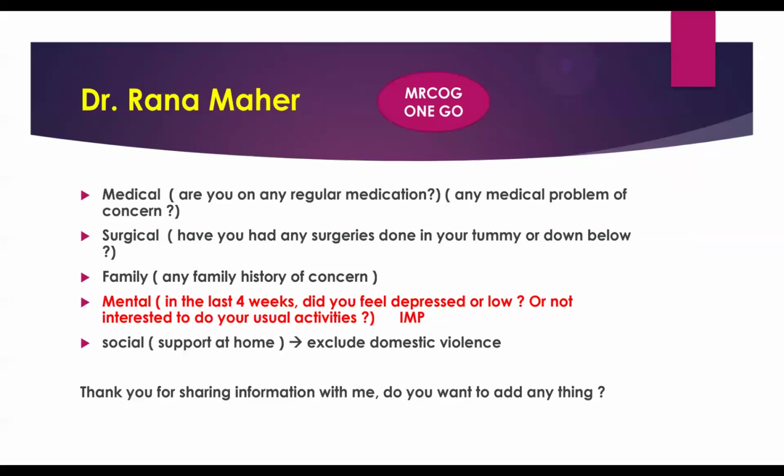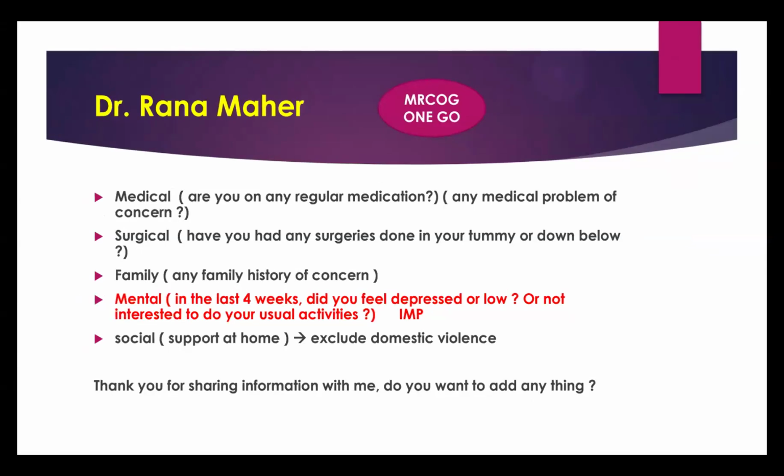After that, continue your template as usual. The medical, surgical, family, mental, and social. For the medical, ask the important questions like we asked in the history of the present illness about diabetes, hypertension. So here ask about any medical problem of concern, any medications you are on, like regular medications, any surgeries before, any family history of concern, especially the clot formation.